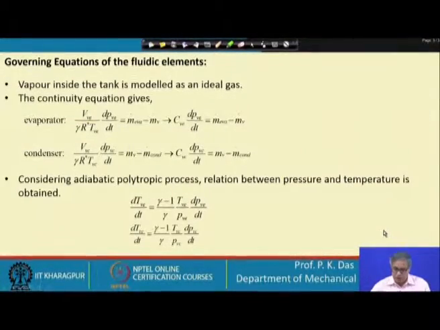Good. The vapor inside the tank is modeled as an ideal gas. This is what we have told earlier and we will follow that. The continuity equation that gives, we will get this kind of a continuity equation.